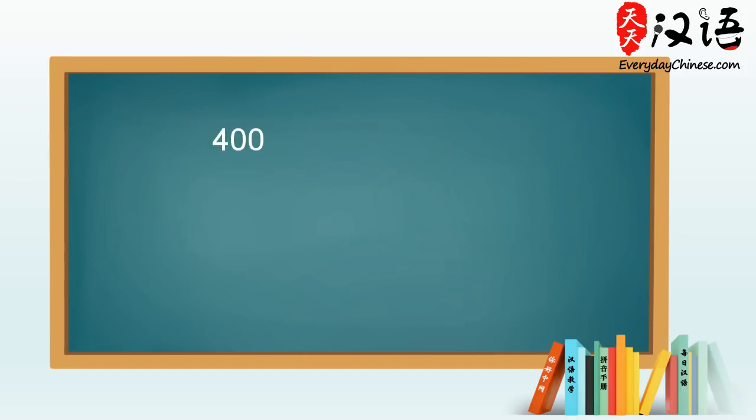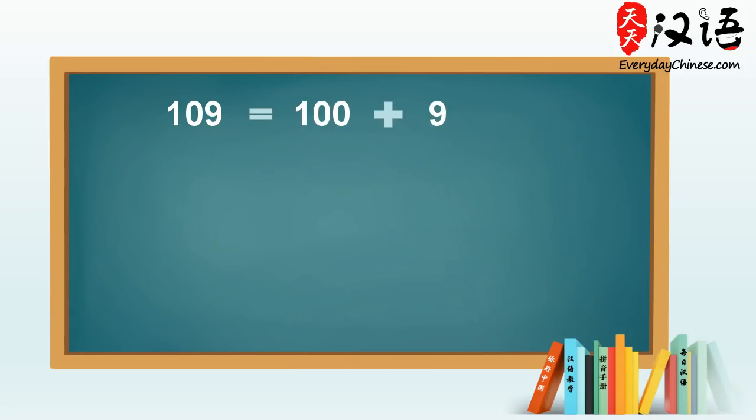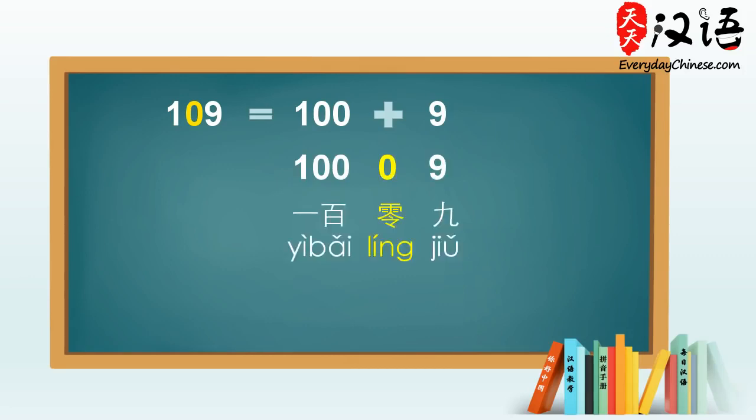四百, 五百, 六百, 七百, 八百, 九百. If there is a zero in the middle of the number, like 109, in English, we say "one hundred and nine." Whereas in Chinese, we don't say the word "and." Instead, zero should be read aloud. So 109 is read 一百零九.